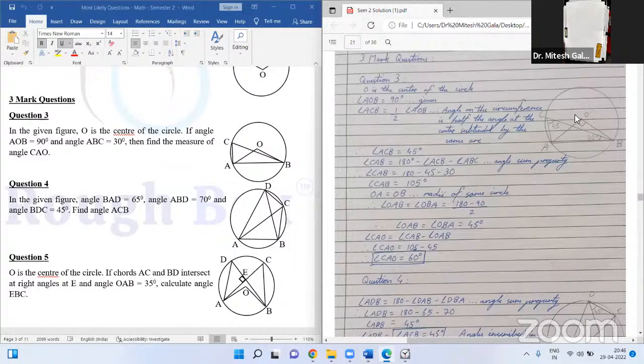Yes, sir. In triangle OAB, we'll calculate angle OAB. That will be 45 because it's isosceles. And then subtract the same to get this last part. 105 minus 45 will equate to 60. Very good.